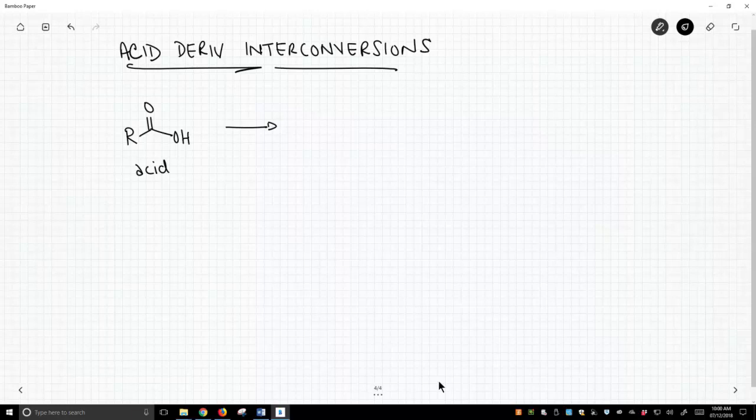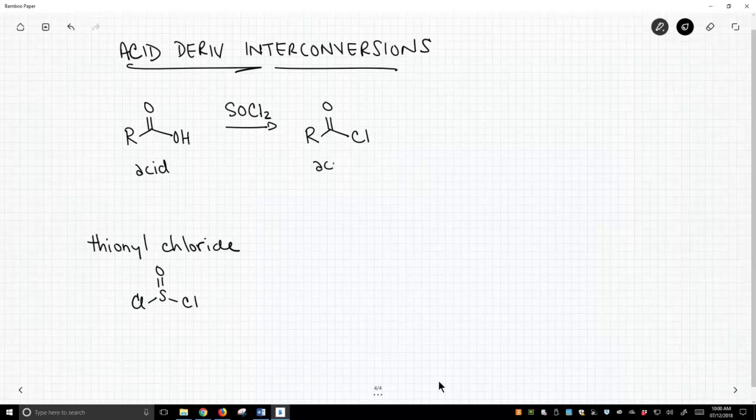The first and most common reagent we're going to encounter in acid derivatives is called thionyl chloride. Thionyl chloride is a really reactive substance, SOCl2. And what it does with carboxylic acids is it converts the carboxylic acid to an acid chloride.